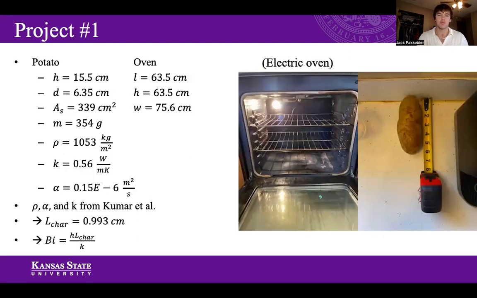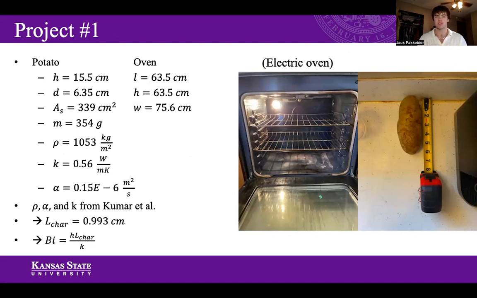Getting into the actual project, here is my actual potato off to the right in the oven I used to bake it. The dimensions are also listed here. I measured the surface area by covering the potato in saran wrap, one layer thick, and then unwrapping it and physically measuring the surface area that way. I got the density, alpha, and k from Kumar et al. They had a paper called Thermal Transitive Properties of the Russet Potato, so that's perfect for this project.